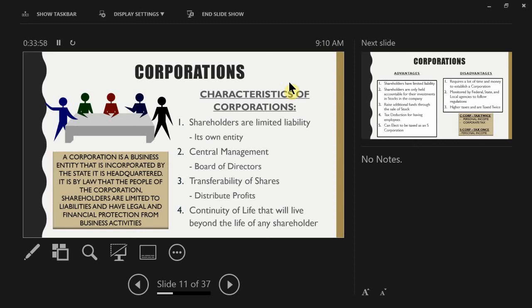Now, of course, here's a little fun fact here. A corporation is a business that is incorporated in the state that they're headquartered in. Again, it's going to be based on the state that you establish yourself in order to become corporate status. So that's just a little fun fact there, that you are incorporated based on whatever state that your headquarters are in.